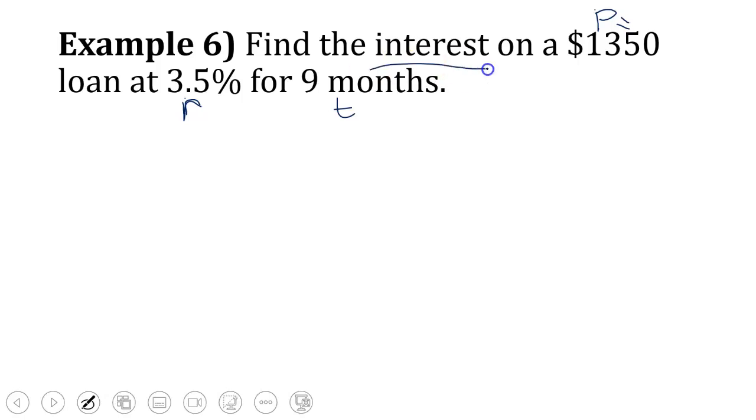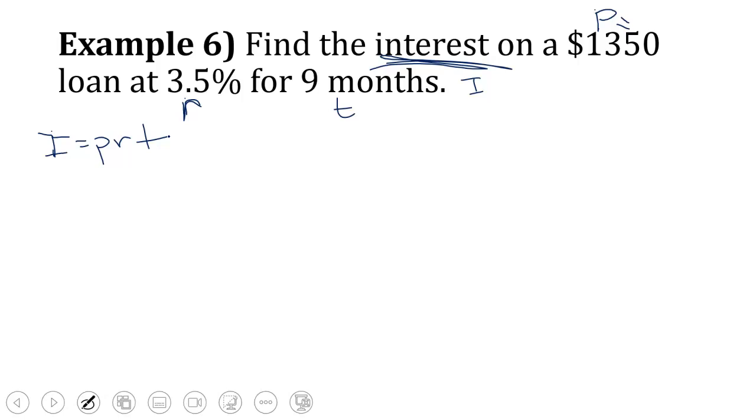So then they're asking us what the interest is, so we don't know the I. So we have I = Prt. So that is our interest equals principal times rate times time. Right? So those are all the letters that we're looking for. So we don't know I.